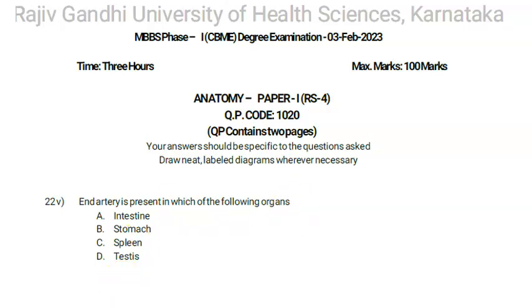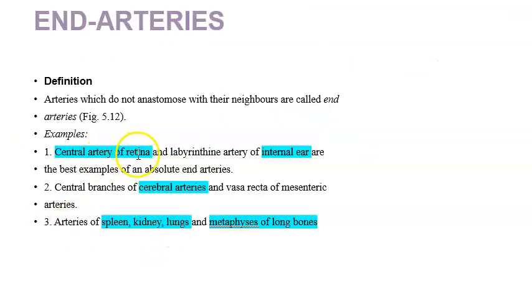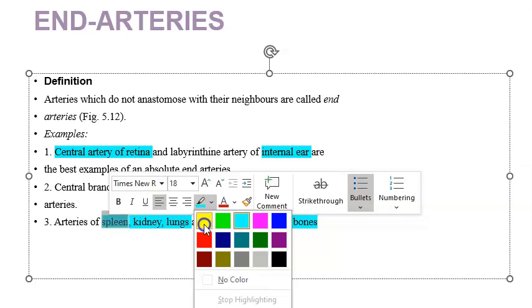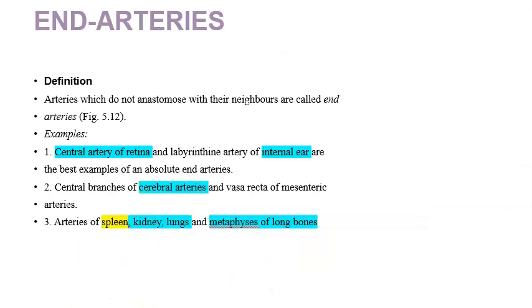So basically now here you answer the question: end artery is present in which of the following organs? Intestine, stomach, spleen, testis. What did you read? I told you spleen, correct? I told you abdomen, mesenteric things I told you. Testis we didn't tell you. So retina and ear are the best examples, but they did not give us those in the options. Cerebral arteries, mesenteric arteries, they didn't give either. Spleen, kidney, lungs, metaphysis of long bones. So here we are choosing the answer: spleen. Okay. In the options, they have given spleen.